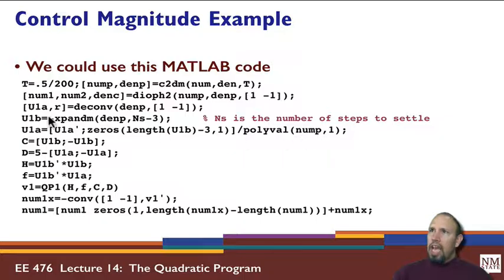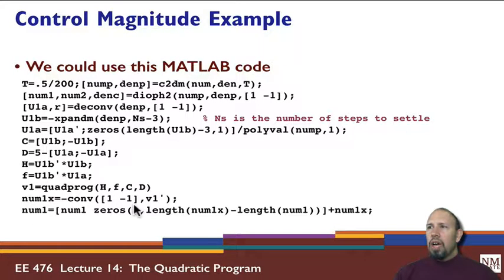So we formed U1A, U1B. From that we can form C and D. These are the matrices that we need for our constraints. H and F are needed for the optimization part, and then we can use quadprog. Anyway, here's quadprog. And so what does quadprog return? It returns V1, the V1 that we need.